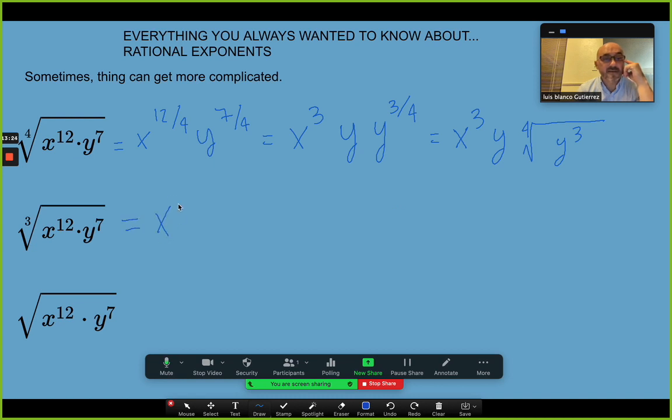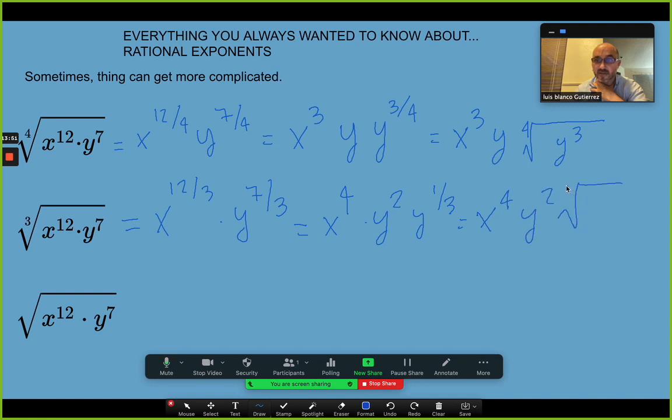So it's going to be x to the power of 12 over 3 times y to the power of 7 over 3. And x to the power of 12 over 3 is going to be 4. 7 over 3 is going to be 2 with a remainder of 1. So the final answer is going to be x to the power of 4, y to the second, and the cubic root of y.